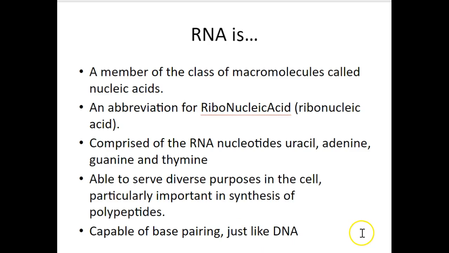So RNA is ribonucleic acid. That's what the RNA stands for. It is a member of the class of macromolecules called nucleic acids. The other member, of course, being DNA, deoxyribonucleic acid. All RNA is made of 4 nucleotides: uracil, adenine, guanine, and thymine. The shorthand for that is U, A, G, and T. RNA serves several different purposes in the cell and is particularly important in the synthesis of polypeptides, which when folded become proteins. RNA is capable of base pairing just like DNA.